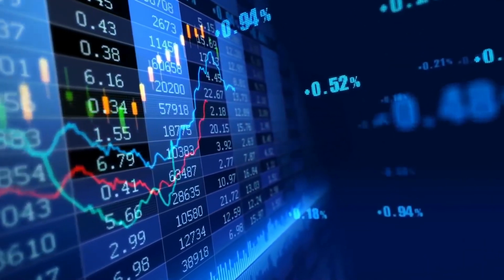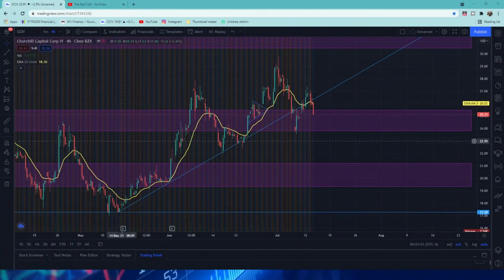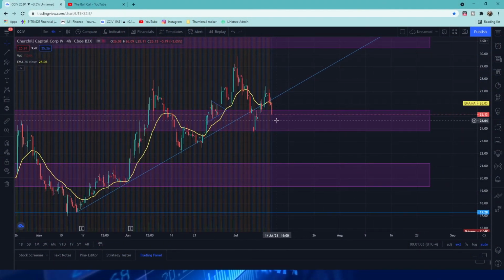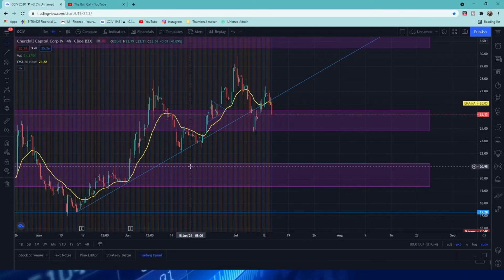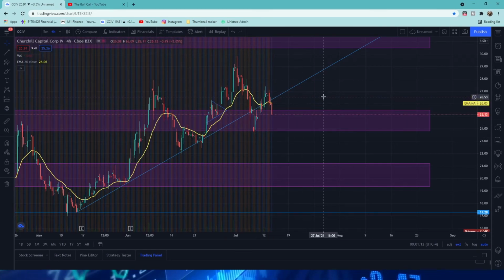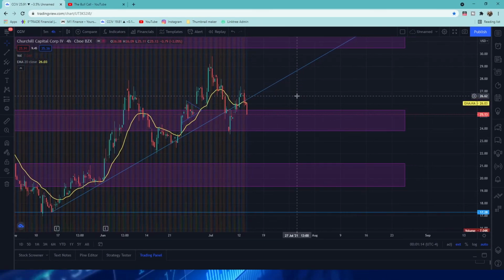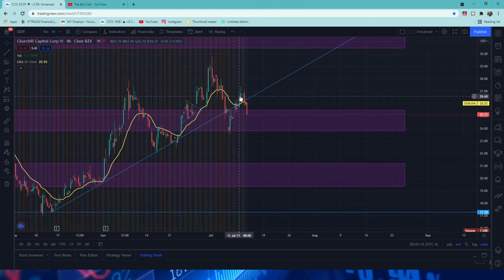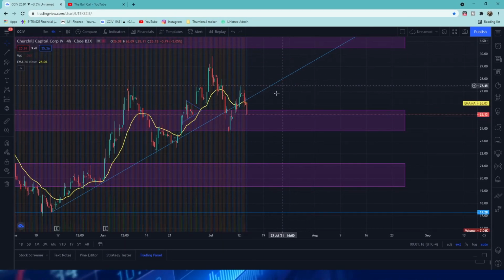Alright, so let's take a look at CCIV, the 4-hour charts like we always do on TradingView. Again, we're seeing this trend line not really be very supportive, being kind of falsely there. I'll keep it up just for the fun of it. But it seems like this thing likes to trade just between supply and demand areas.